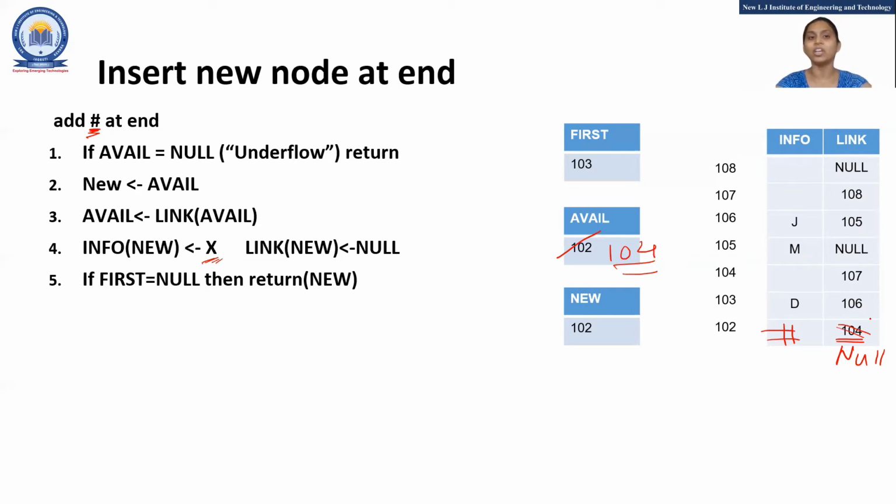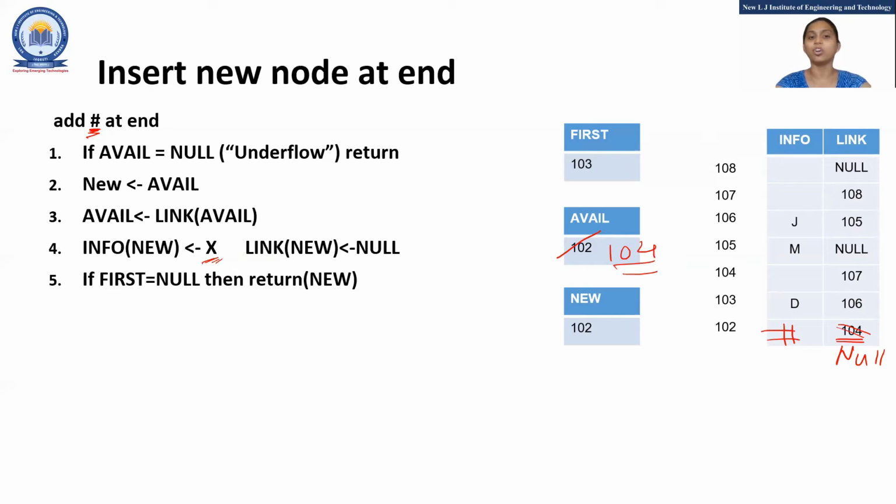You don't have anything in your linked list. In that case, what would be the linked list? New only. That newly created node is the only node in your linked list. So what should I return? I just return new, because it is the only node which I have to return.